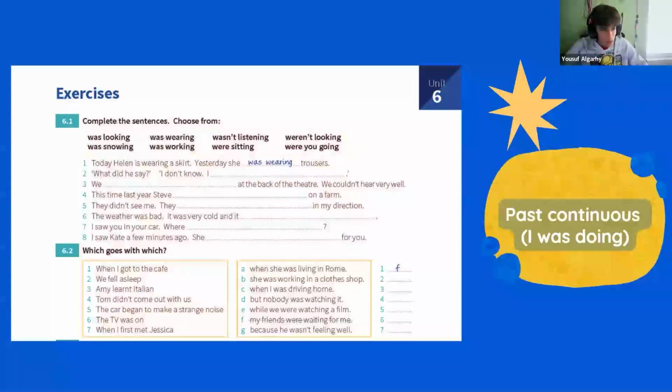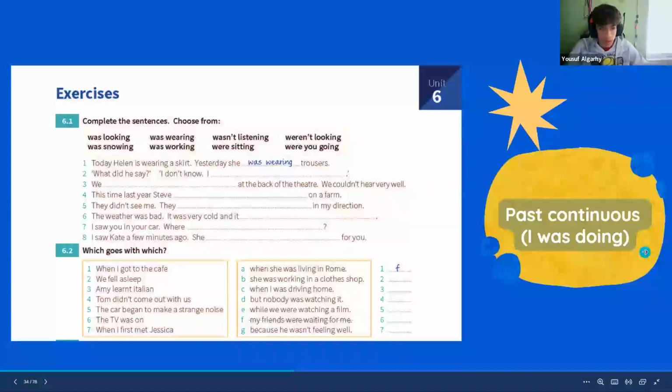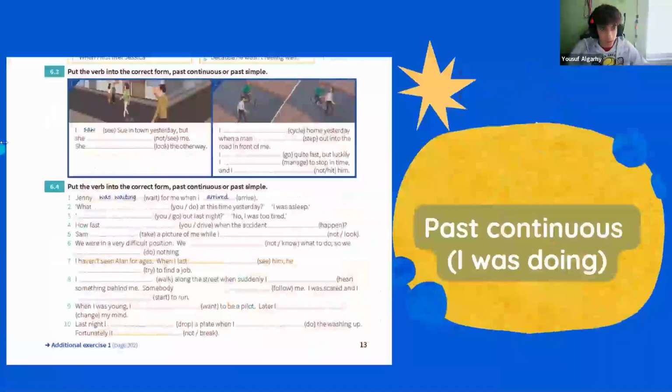Good. Number 6, the TV was on, but nobody was watching it. Good. And then number 7, when I first met Jessica, she was working in a clothes shop. Good, good. Okay. All right, so put the verb into the correct form. Past continuous or past simple, okay? So we have our verbs in parentheses, and we have to put them in the correct form.